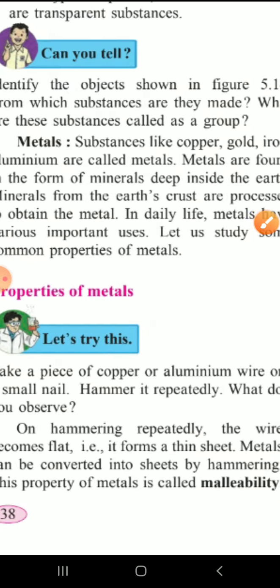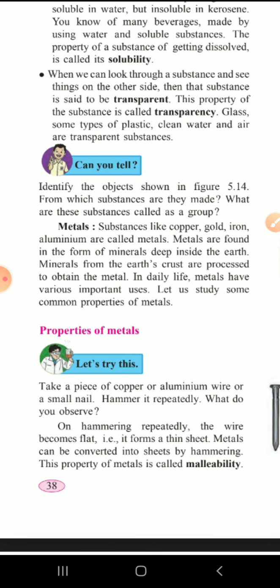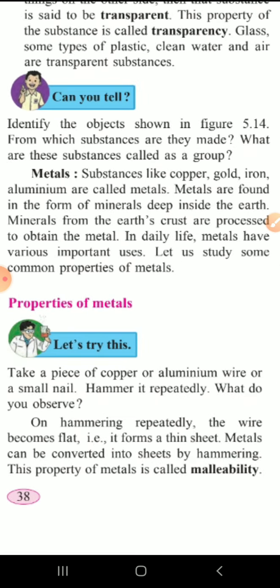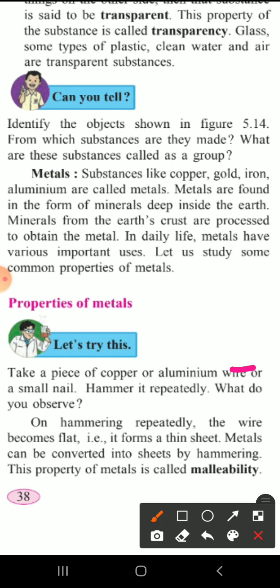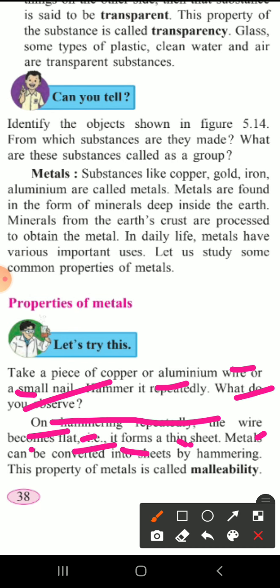Now, let us try at our home. Take a piece of copper or aluminum wire or a small nail. Hammer it repeatedly. What do you observe? On hammering repeatedly, the wire becomes flat and forms a thin sheet. Metals can be converted into sheets by hammering. This property of metals is called malleability.